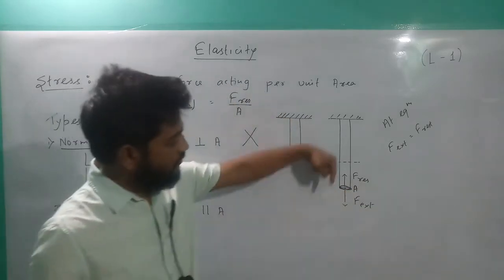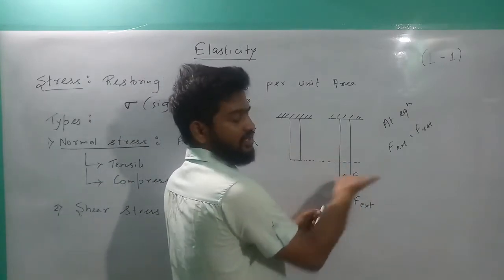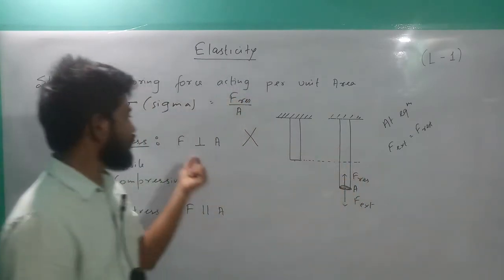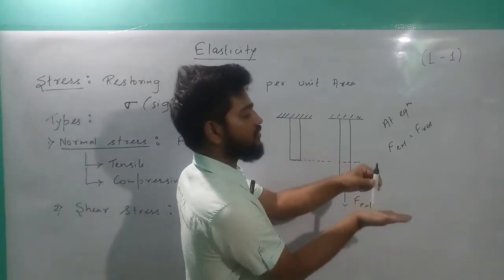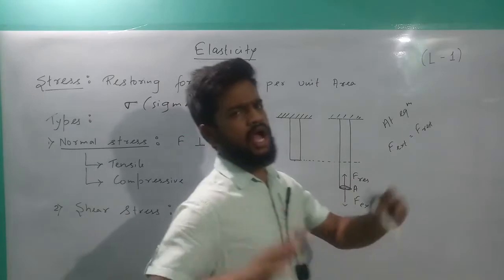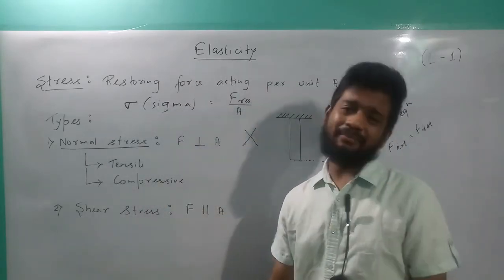So we can say restoring force is in upward direction and the area is like this. So I can say force is perpendicular to area because force is acting like this. This is area and this is force. They are perpendicular to each other. I hope this part is clear. So there are two types again, tensile and compressive.